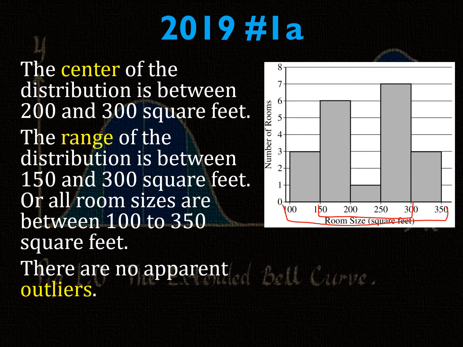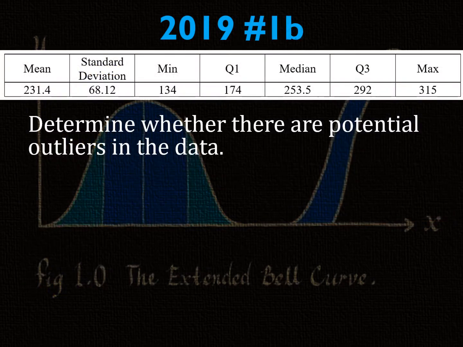There do not appear to be any apparent outliers, but you may not be able to see them anyway because of the histogram. Part B, determine whether there are potential outliers in the data. So now that we actually have the statistics, we can find out.